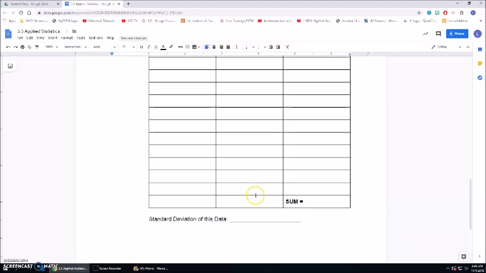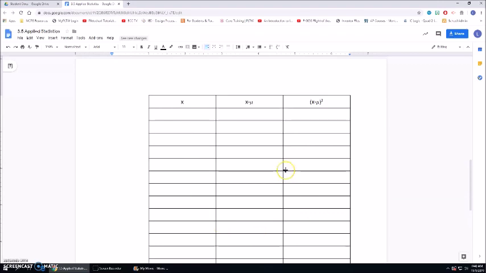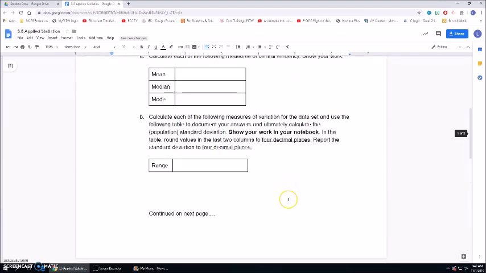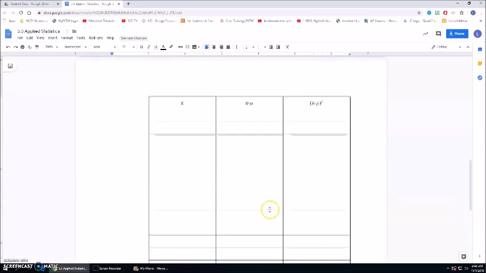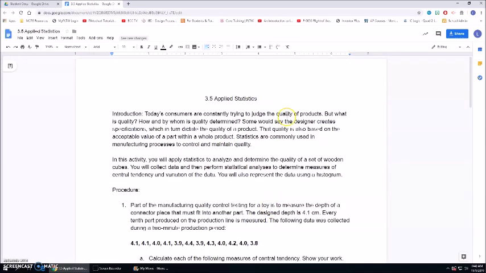After you finish that standard deviation, as well as filling out this table, and everything is in your notebook, make sure you take pictures of those notebook pages and attach them to this assignment or add them to the bottom of the document so we can verify that your work has been completed. And then make sure you turn it in.